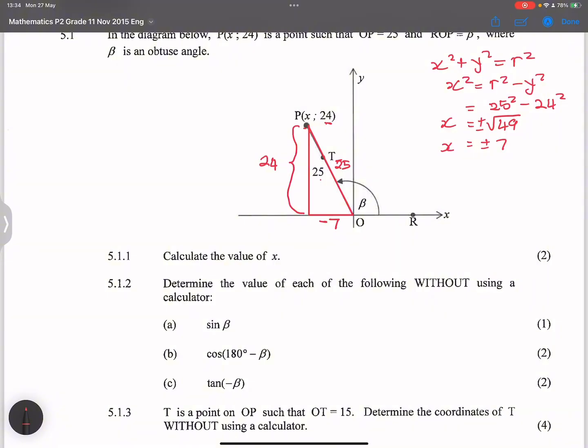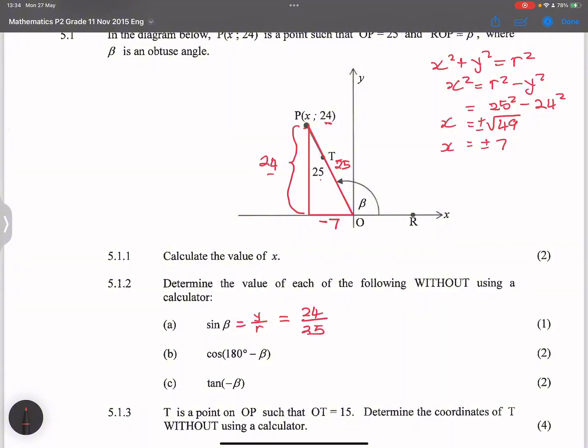Right, so now we're going to look for the sine of beta. Now remember that sine is, in this case, y over r, or you can say opposite over hypotenuse. So y over r, that is our y value is 24, and our r value is 25, and that's the sine of beta.